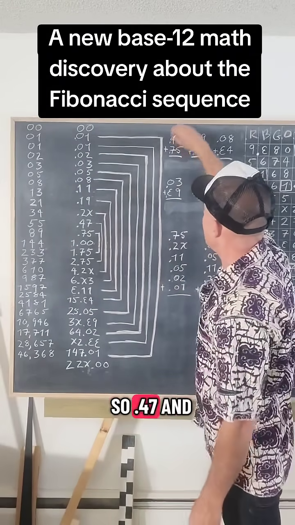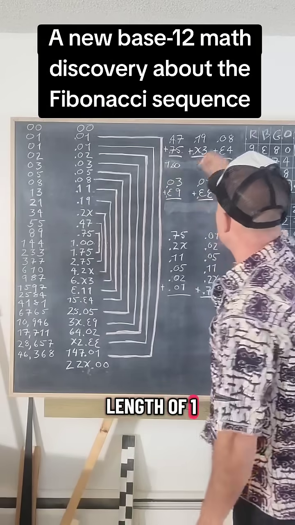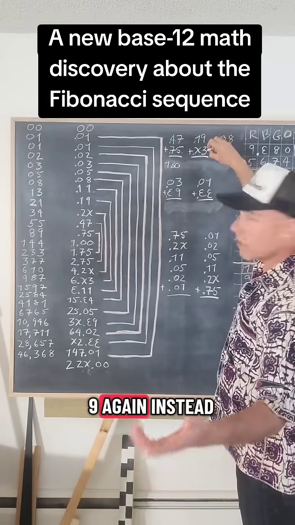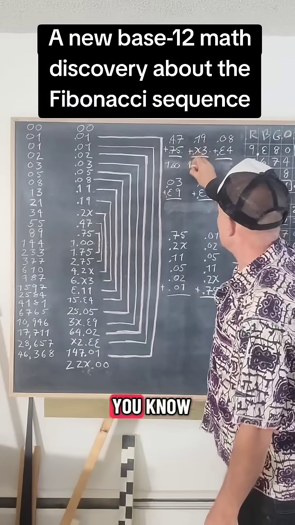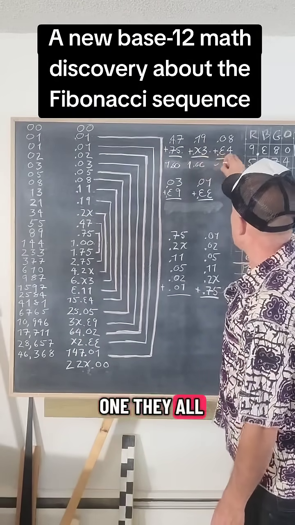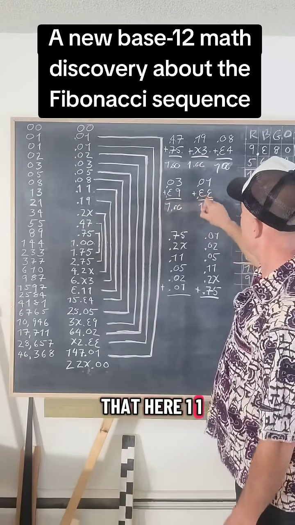So 0.47 and 0.75 added together gives you the length of 1. And again, you get the length of 1. They all add up to the length of 1. So I can just keep writing that here: 1, 1, 1, 1, 1.